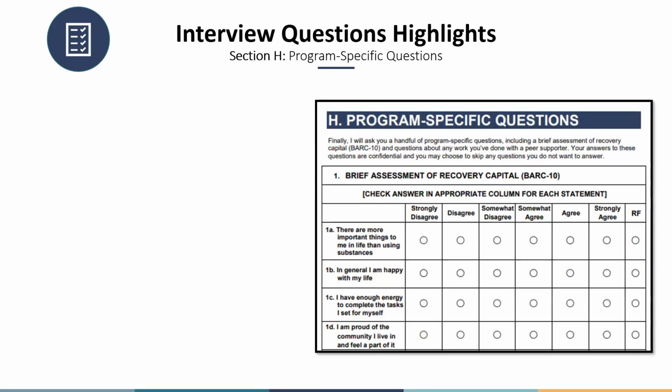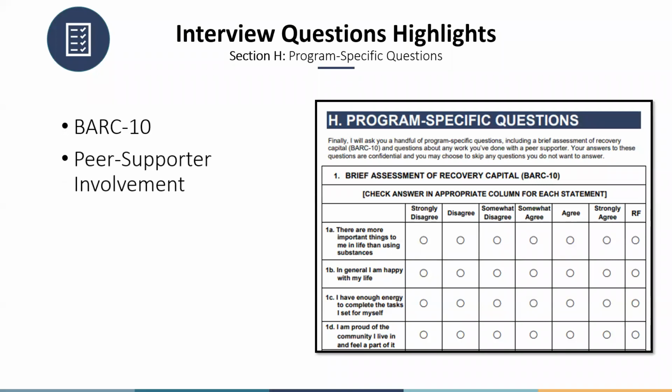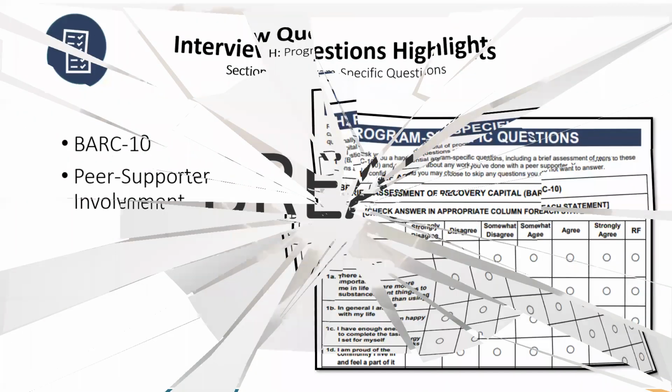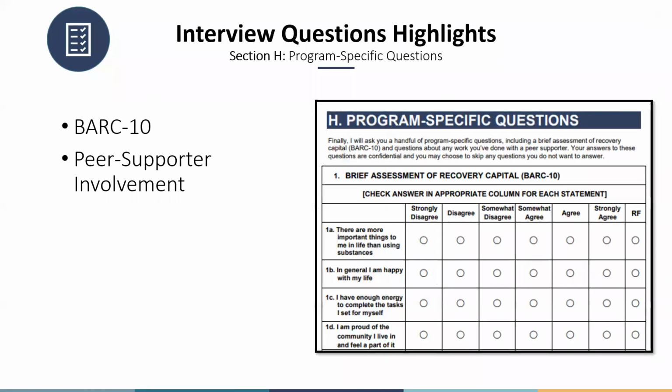And then section H, this starts on page 24. This includes the BARC 10, which stands for the Brief Assessment of Recovery Capital. It's a 10-item assessment that's used to gauge the level of broader personal, social, physical, and professional resources in an individual's environment that are used to initiate and sustain recovery, including structural supports, such as a recovery-supportive living space and community relationships, things like that.